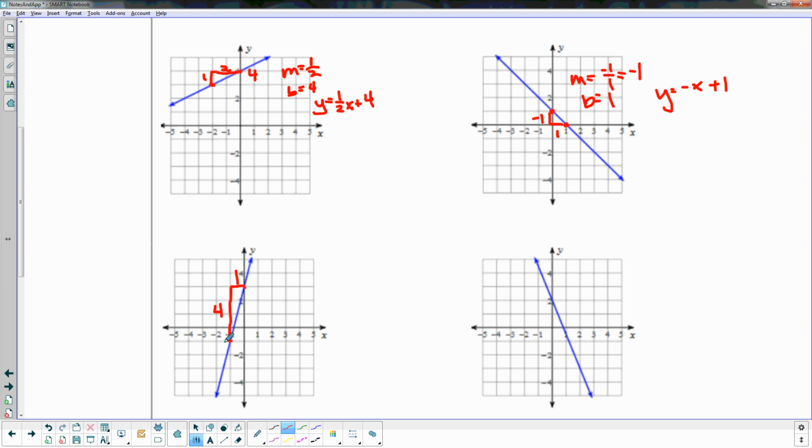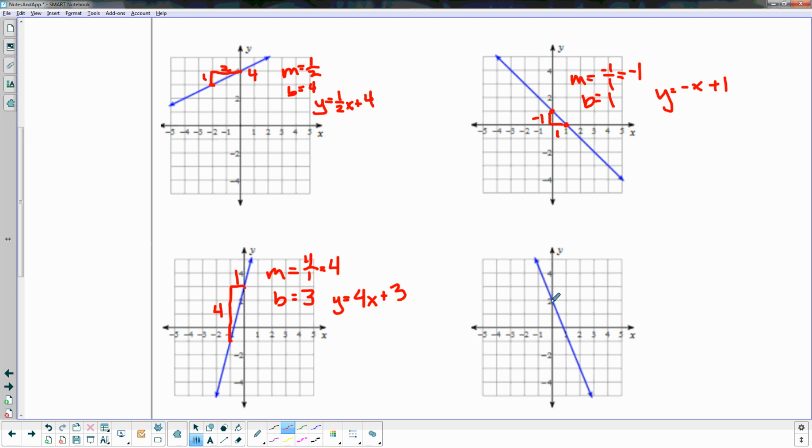But I could have just drawn the triangle and then counted how many times I went up and how many times I went over. So my slope, it went up 4 and over 1, which we just say that's 4. And my y-intercept is at 1, 2, 3. It crosses the y-axis at 3. So my slope-intercept form is going to be 4x plus 3. Okay.